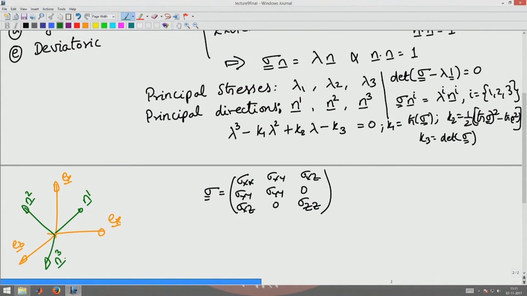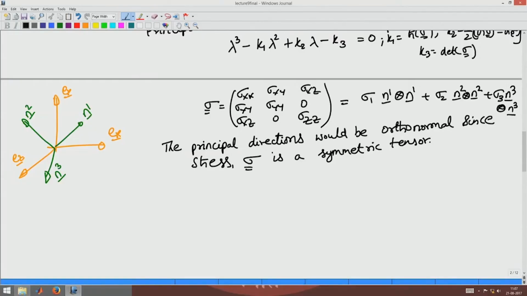Okay. Now, I can use the principal directions as a coordinate basis, because I know that the principal directions form an orthonormal set. By virtue of the stress tensor being symmetric, we know that the principal directions would be orthonormal, since sigma is a symmetric tensor. We have been using this, and we will show this when we look at the equilibrium equations. Okay. Now, this was in the Ex, Ey, Ez basis.